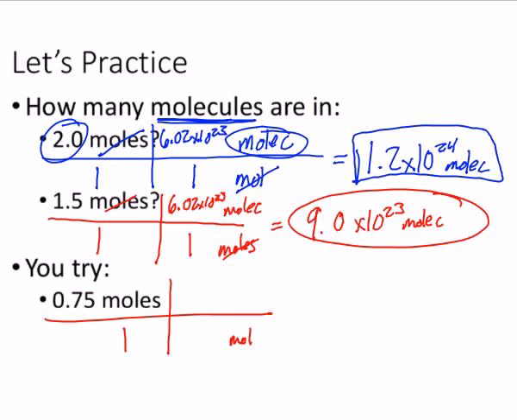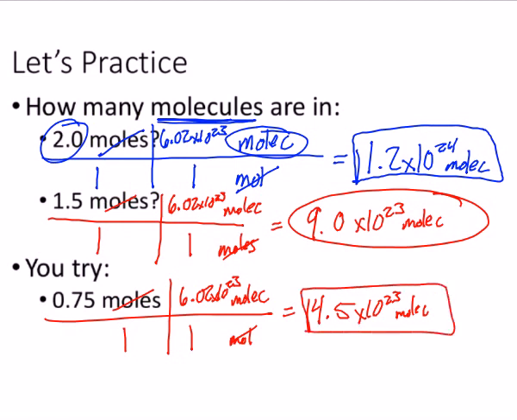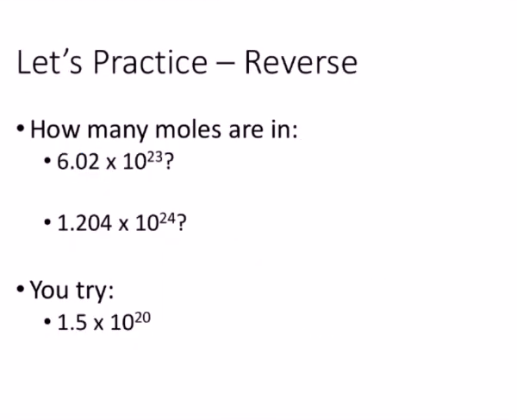So you're doing something wrong with your calculator. I'll come and check it in a second. Okay, same way here. Cross out moles. 6.02 times 10 to the 23rd. Here you should have like 4.52. So 4.5 times 10 to the 23rd molecules is what you should have there. Okay? So all of those problems, we were going from moles to molecules.